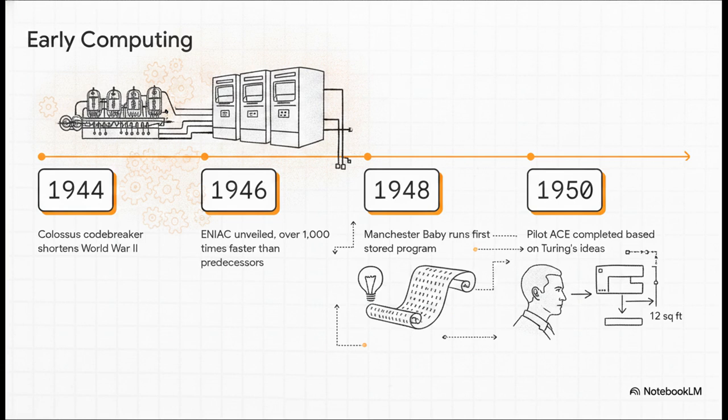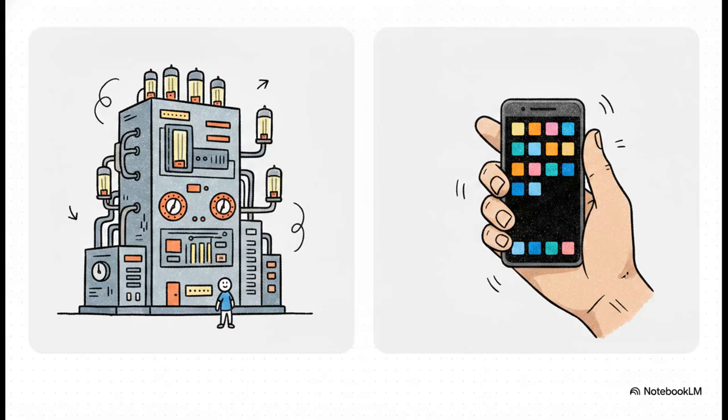Then, in 1946, the ENIAC was unveiled in the US. By 1948, over in the UK, the Manchester Baby actually ran the very first program on a digital electronic stored program computer. And by 1950, Britain's Pilot Ace managed to pack some pretty serious computing power into a relatively compact 12 square feet, and that was all based on ideas from computing pioneer Alan Turing. The sheer scale of these machines is honestly hard to even wrap your head around.